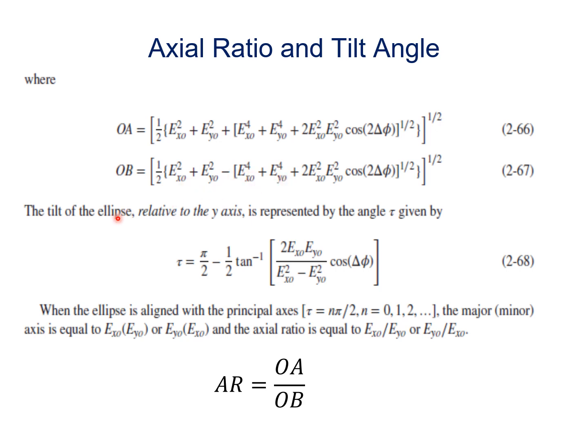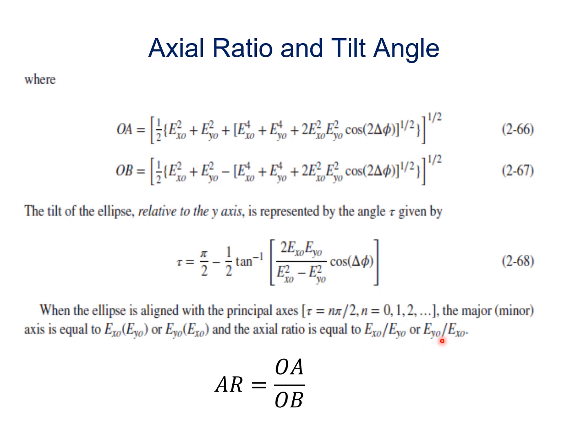Now the tilt angle of the ellipse relative to the y-axis is represented by the symbol tau and is given by equation 2.68, which is tau equals pi by 2 minus 1 over 2 tangent inverse of this function in the bracket. The ellipse is aligned with the principal axis only when tau is equal to odd multiples of pi by 2, and the major or minor axis is equal to Ex0 or Ey0, and the axial ratio is equal to Ex0 divided by Ey0 or Ey0 divided by Ex0.